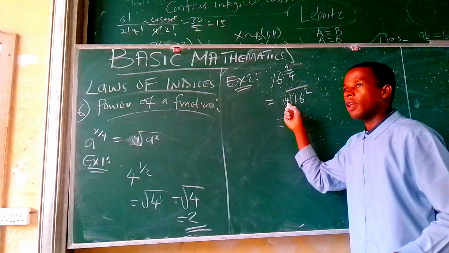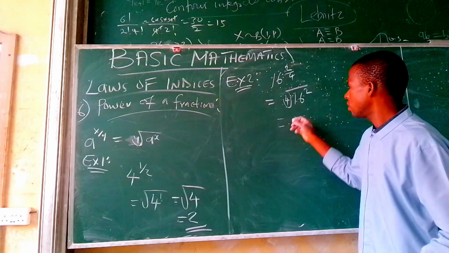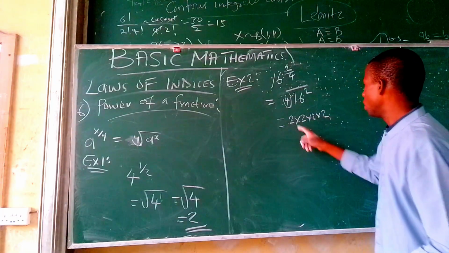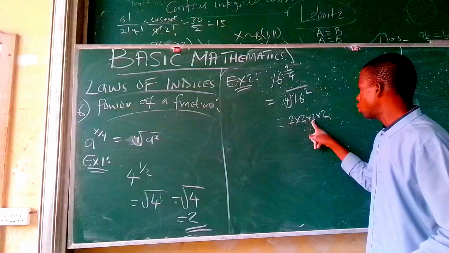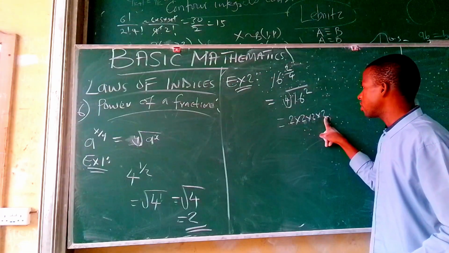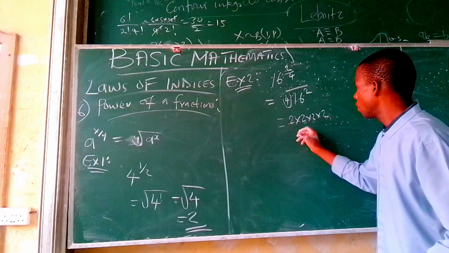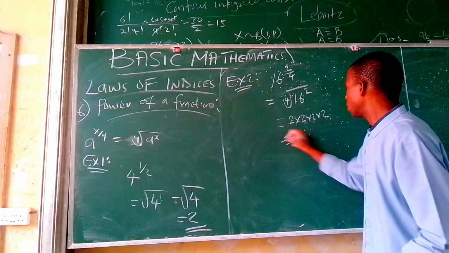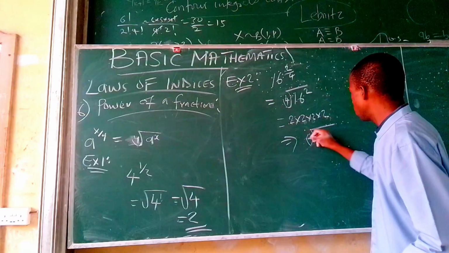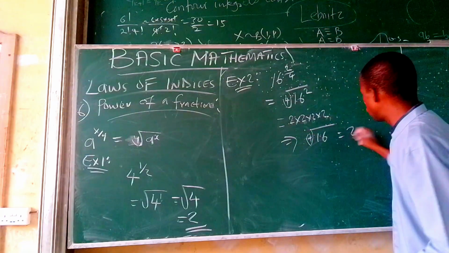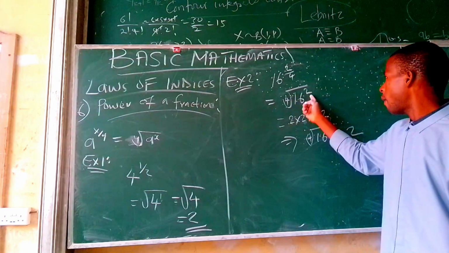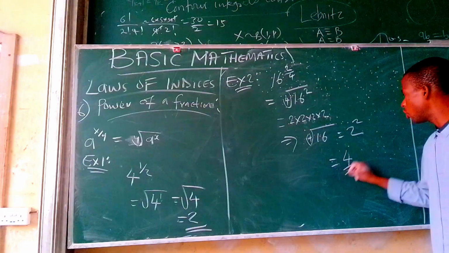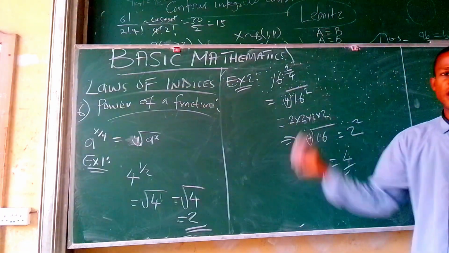This tells us: which number can we multiply 4 times and get 16? If you say 2 times 2 times 2 times 2: 2 times 2 is 4, right? 4 times 2 is 8. 8 times 2 is 16. So this implies that the 4th root of 16 is going to give us 2. Then we have an invisible power here, a power of 2. So therefore the answer becomes 4, because 2 raised to the power of 2 is 4. That is how to solve this kind of question.